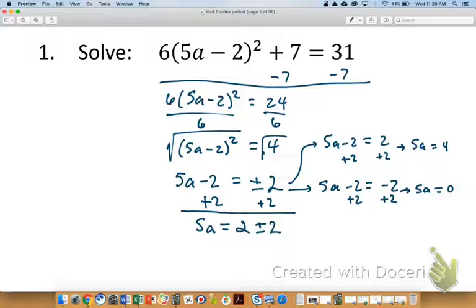What would be my final steps here? If I want to get the a by itself, what do I do? Divide by 5. Yep. So divide by 5. I get a equals 4/5 or a equals 0. How would that look over here? Well, on the left side, if I was going to do this idea, wouldn't I divide by 5 as well?